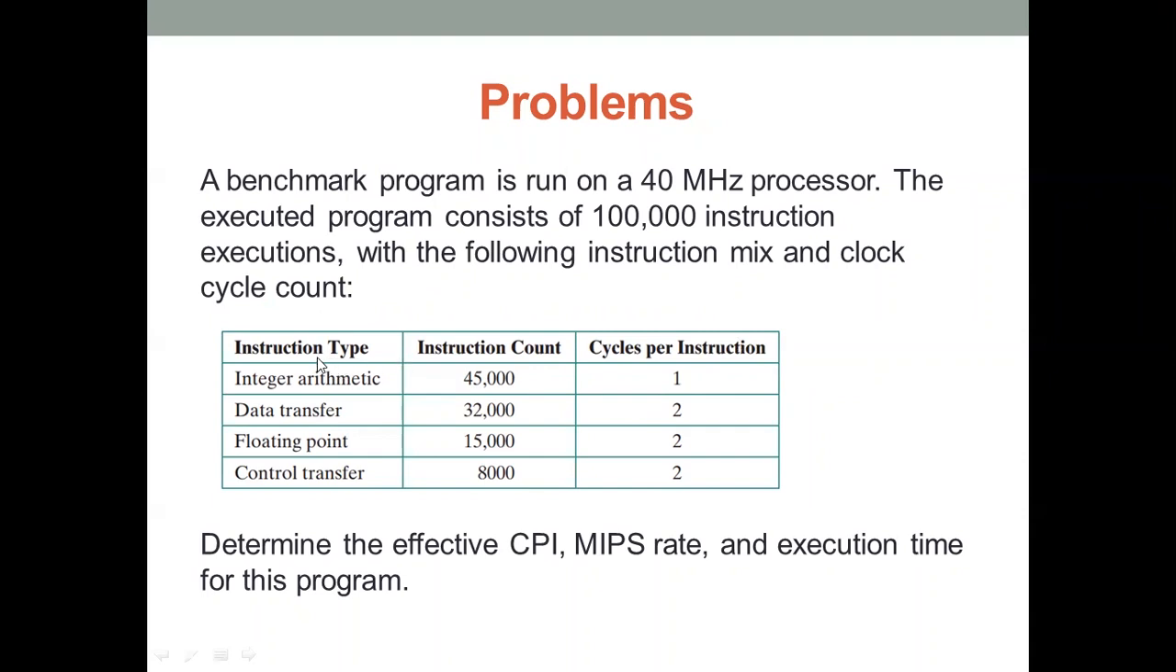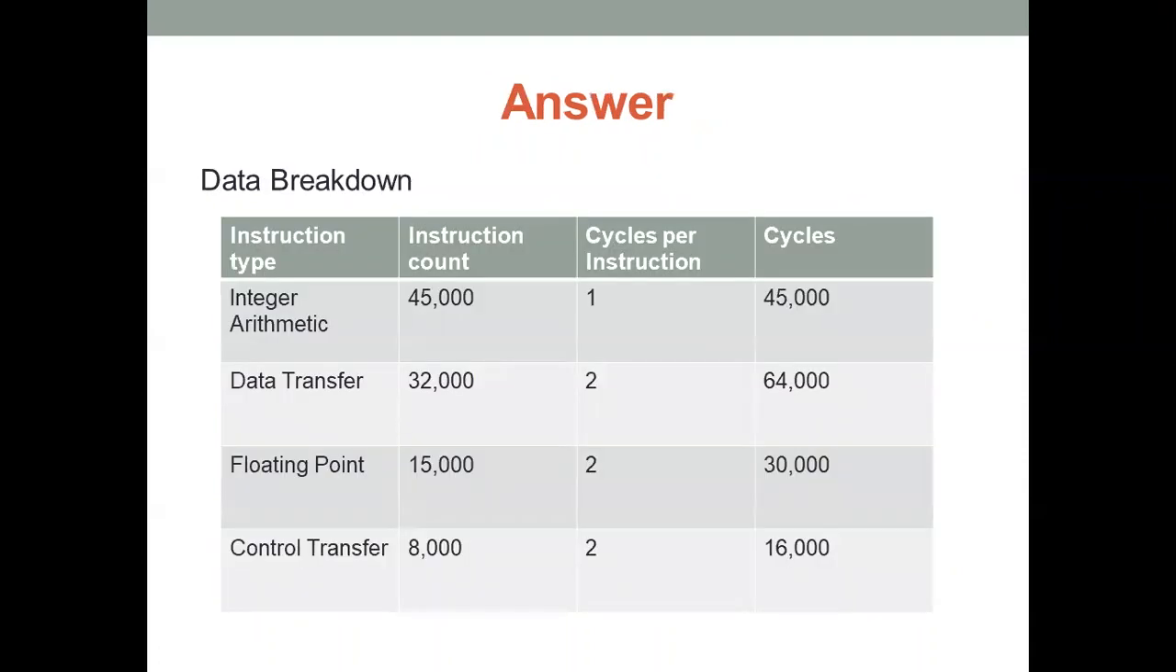instruction types, like integer arithmetic, data transfer, floating point, and also control transfer. Each of them has their value, like instruction count and cycles per instruction. So the first thing that we should do is a data breakdown in order to find the value of cycles. So how can we determine the value of cycles? We multiply the instruction count with cycles per instruction.